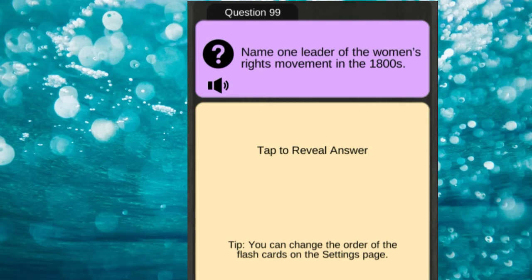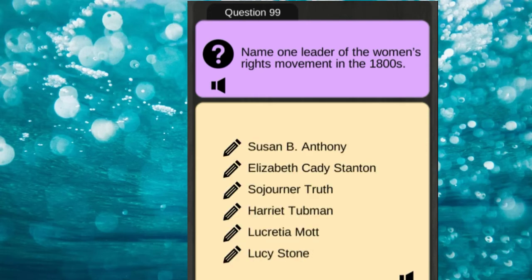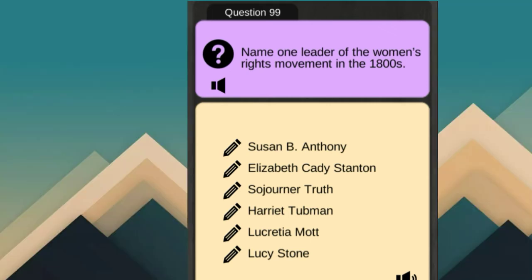Name one leader of the women's rights movement in the 1800s. Susan B. Anthony. Elizabeth Cady Stanton. Sojourner Truth. Harriet Tubman. Lucretia Mott. Lucy Stone.